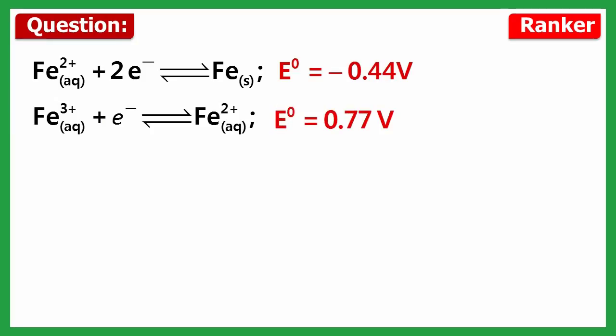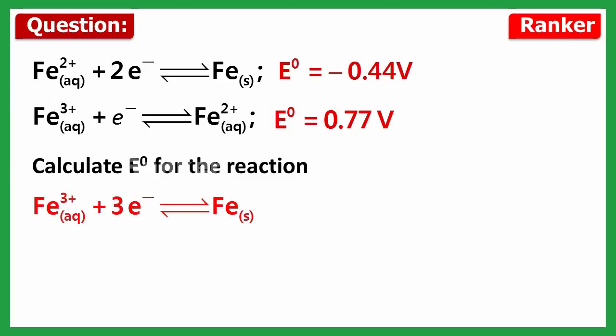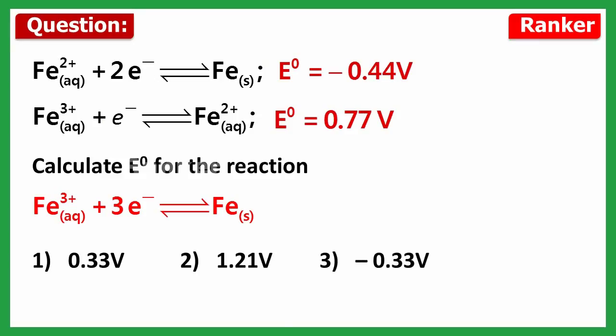Using these two values, we have to find out E0 for another electrode system, that is Fe3+ to metallic Fe electrode, that is Fe3+ plus 3 electrons gives Fe. We need to find out E0 Fe3+ to Fe from the data. Now the four options given are: the first option is 0.33 volts, second option is 1.21 volts, third option is minus 0.33 volts, and the fourth option is minus 0.04 volts.